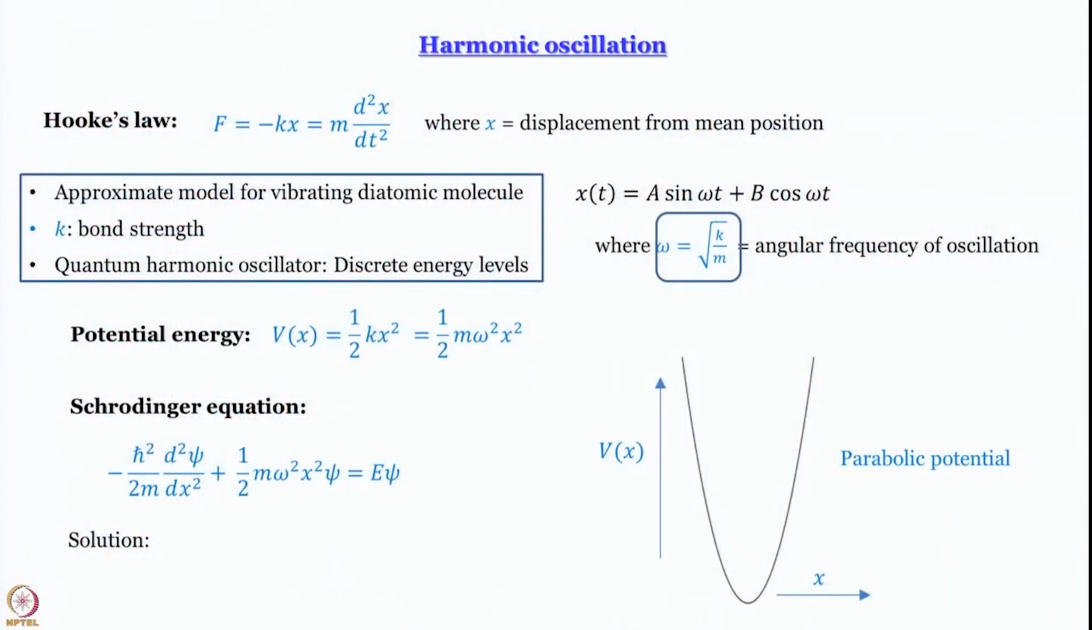Okay. Now, let us come back to the earlier slide and let us start trying to find solutions for the Schrodinger equation. This is our Schrodinger equation: minus h cross square by 2m, remember, m will be replaced by mu in due course, d2 psi by dx2, plus half m omega square x square psi equal to E psi.